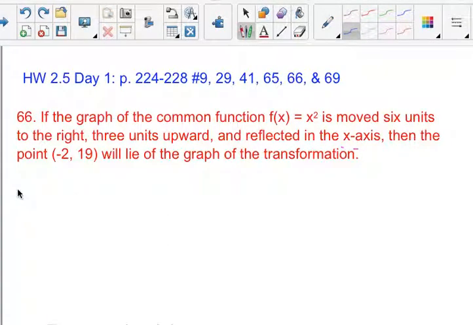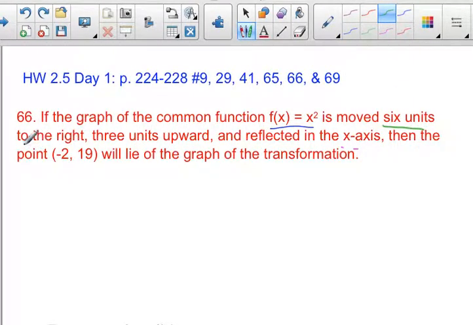Problem number 66 from homework 2.5 day 1. Here we're asked about the transformation of the parent function f of x equals x squared. The transformations are: moving the graph 6 units to the right, 3 units up, and reflecting it in the x-axis. So let's see how each of these transformations affects the equation of our function.